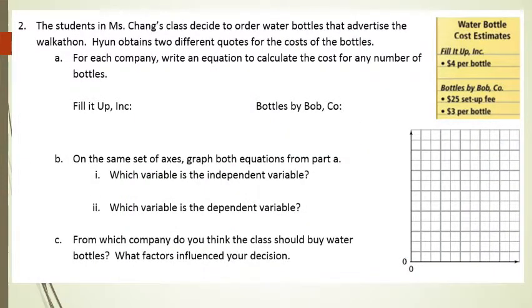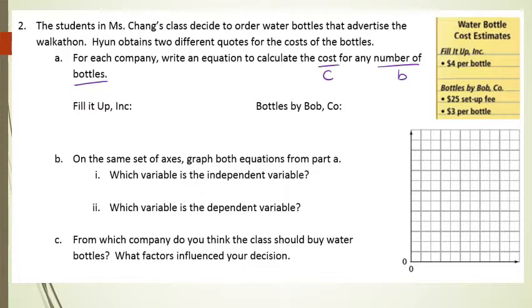For your last problem, the students in Ms. Chang's class decide to order water bottles that advertise the walkathon. Hyuna obtains 2 different quotes for the cost of the bottles. For each company, write an equation to calculate the cost for any number of bottles. Well, I can see 2 variables here. Cost, I'm going to call that C, and number of bottles, I'm going to call that B.